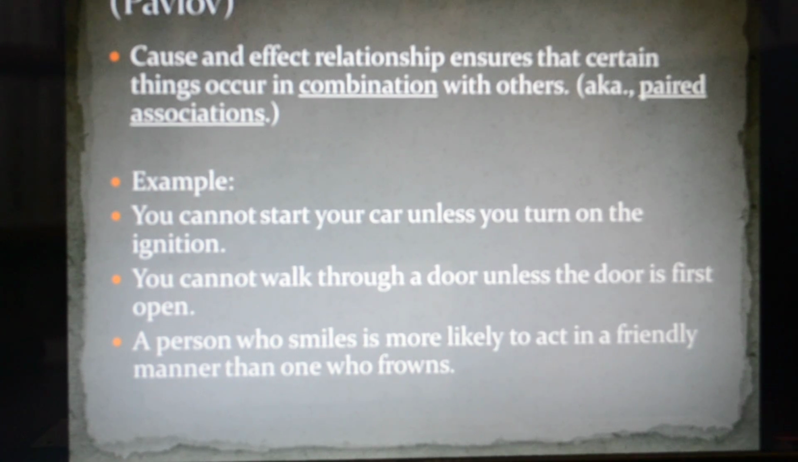Cause and effect relationships ensure that certain things occur in combination with others, aka paired associations. For example, you can't start your car unless you turn on the ignition. You cannot walk through a door unless the door is first opened. A person who smiles is more likely to act in a friendly manner than one who frowns.